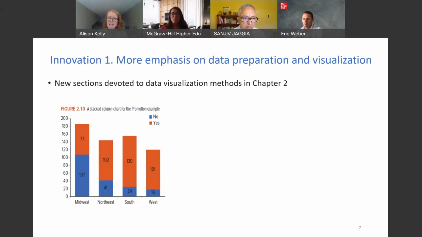But what the stacked column chart shows us is that more people from the South actually responded to the promotion. Far fewer in the Midwest actually responded to the promotion. So again, we see this hidden information once we start diving a little bit deeper into these data visualization methods.